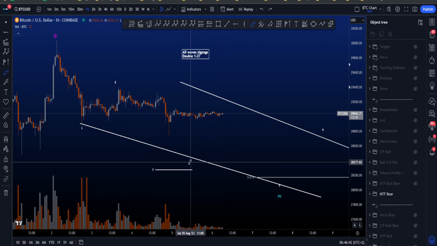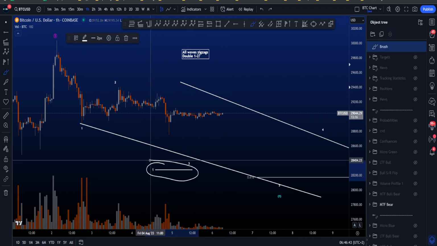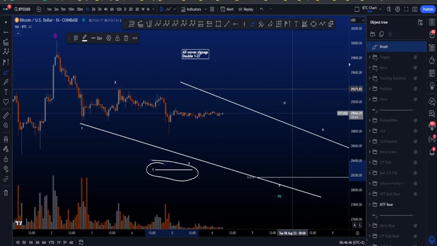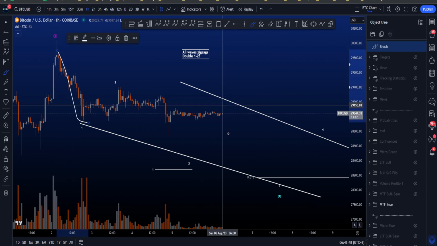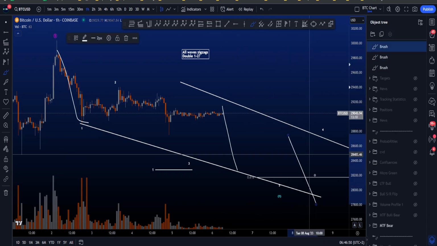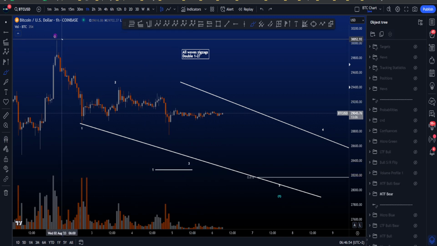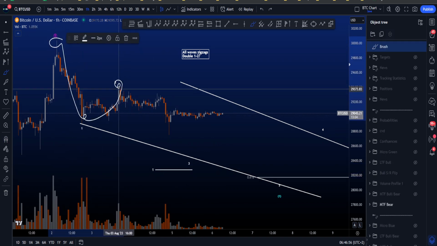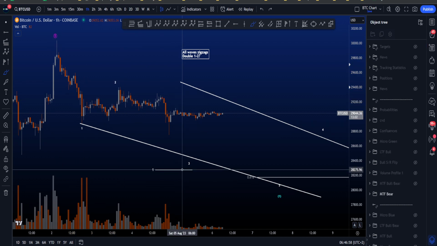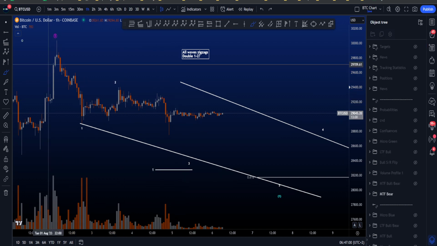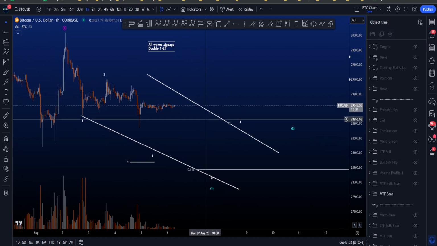The invalidation for a wave 3 is the 1-to-1 over here, as a wave 3 has to be shorter than wave 1 in a contracting diagonal, and wave 5 has to be shorter than wave 3. So the invalidation is this 1-to-1 taken from the high to the low to the current high of wave 2 over here, which is sitting at 28,275 on the Bitcoin chart.